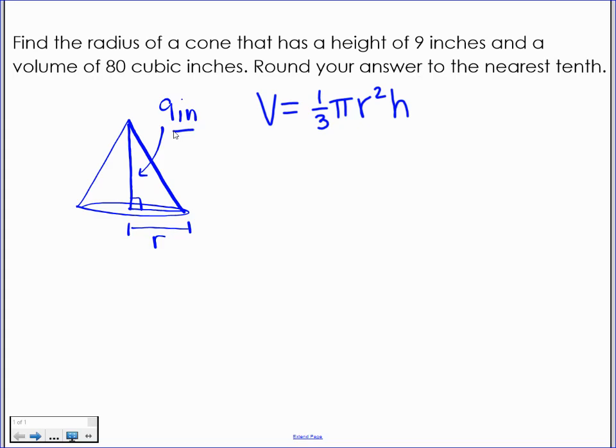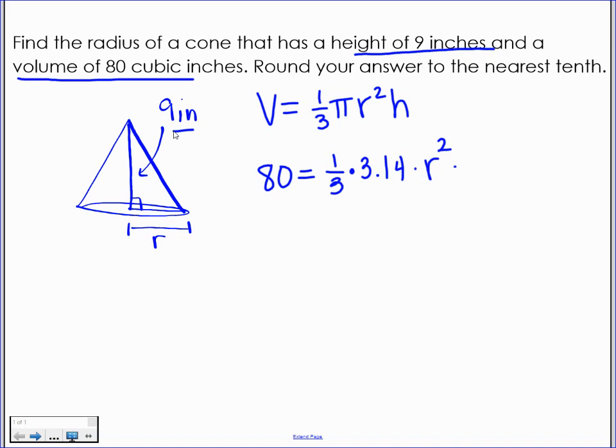We do know that the height is 9 inches. We'll plug that in for h. And we know that the volume is 80 cubic inches, so we'll plug that in for V. So we will get 80 is equal to 1/3. We can use an approximation for pi, which is about 3.14, times the radius squared that we don't know, times the height of 9 inches.